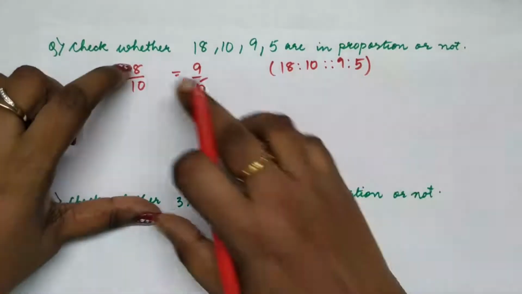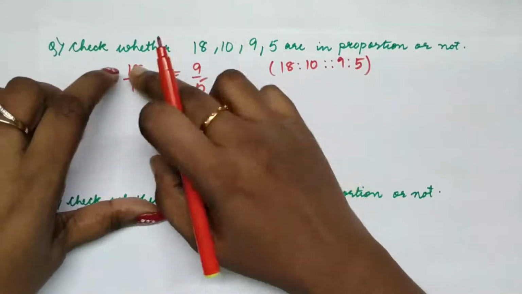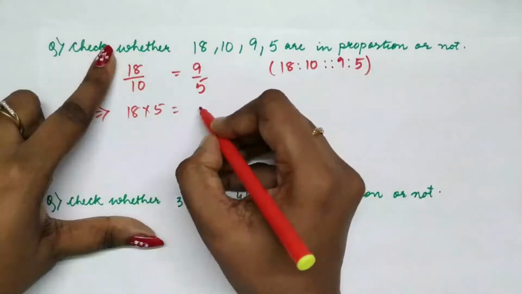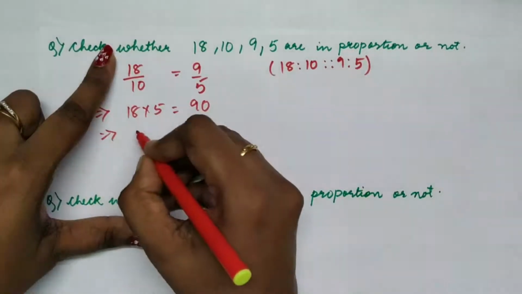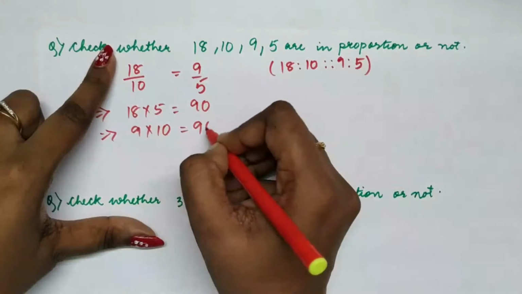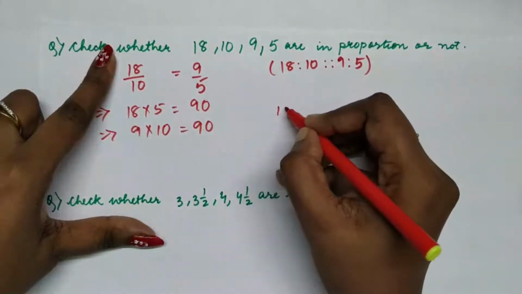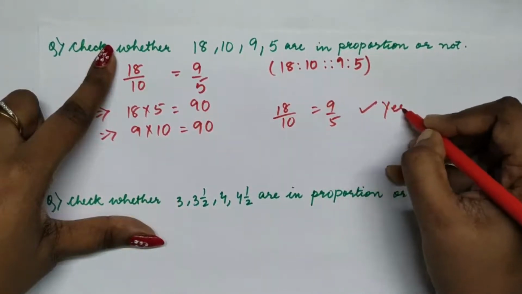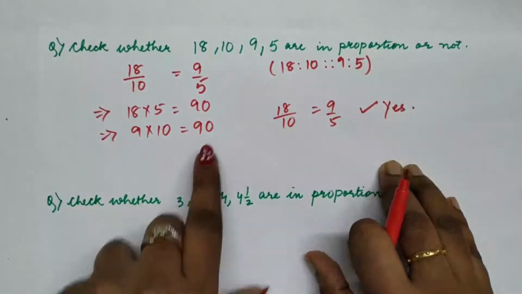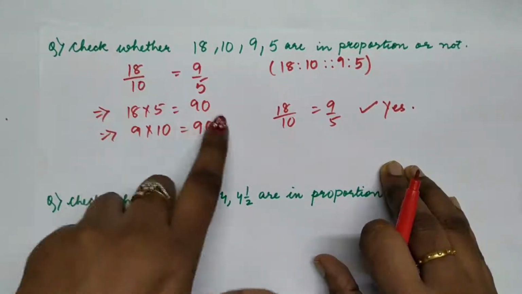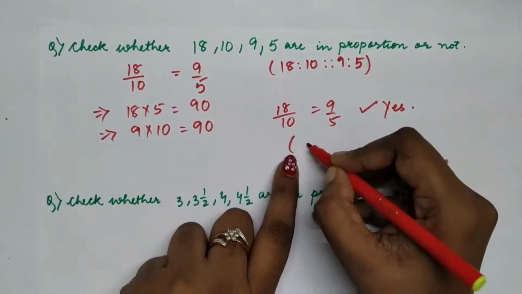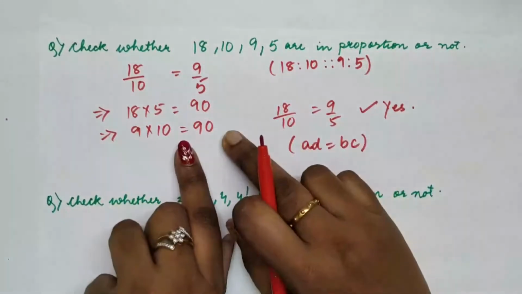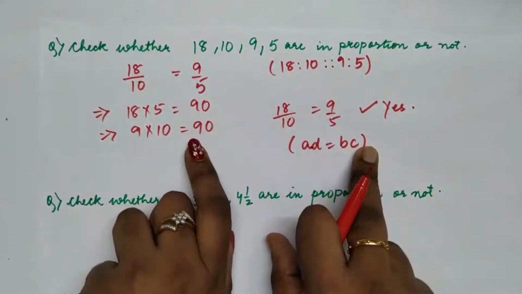So when I write 18 by 10 equal to 9 by 5 and do a crisscross multiplication, I am going to get 18 into 5, 90, and 9 into 10 equal to 90. So as both the values are equal, yes, they are in proportion. So here you are going to prove that the values are the same after cross multiplying according to the proportion rule, A into D is equal to B into C. So we have proved that here and we have got the same value, so we can say that the numbers are in proportion.